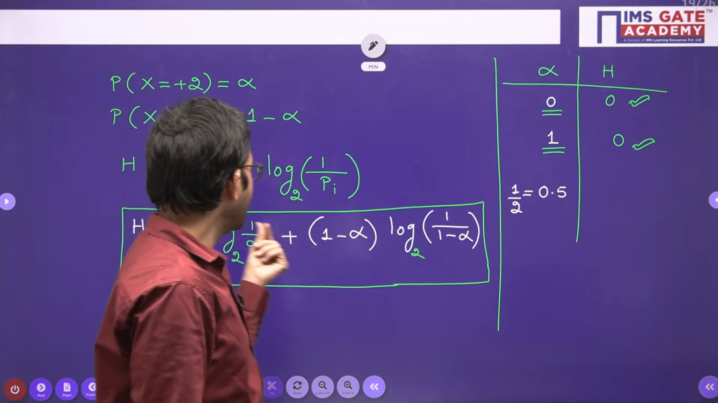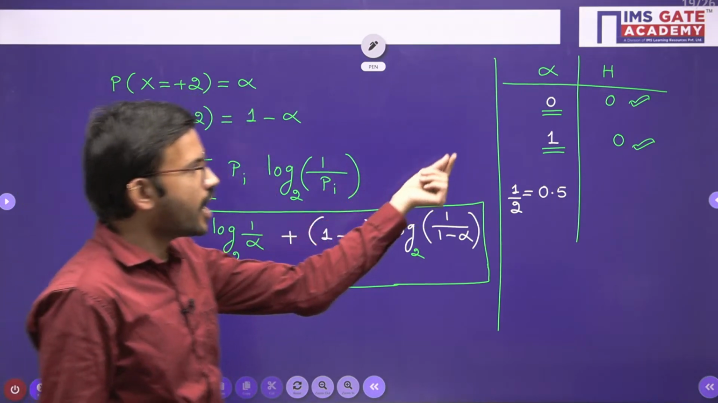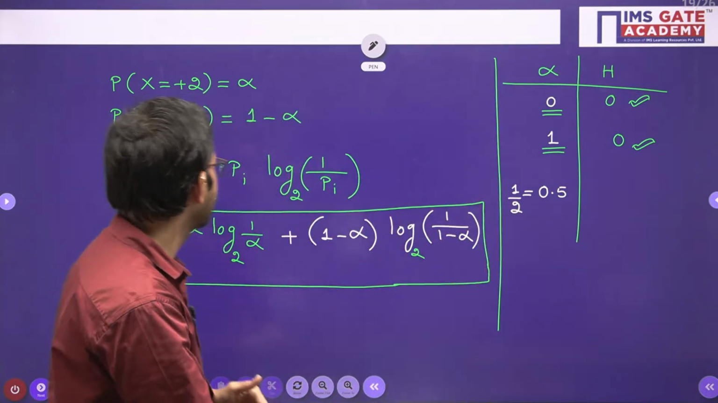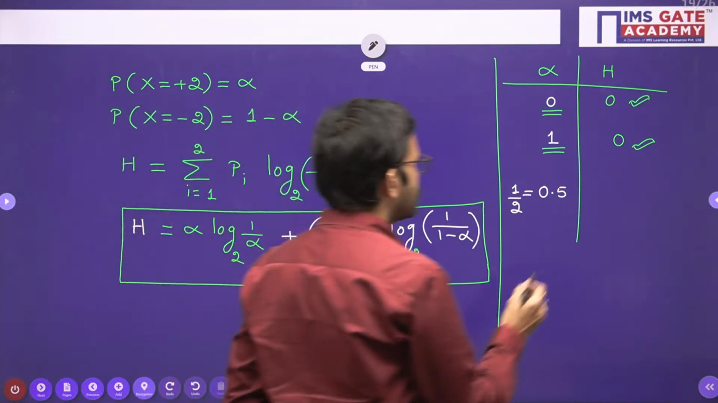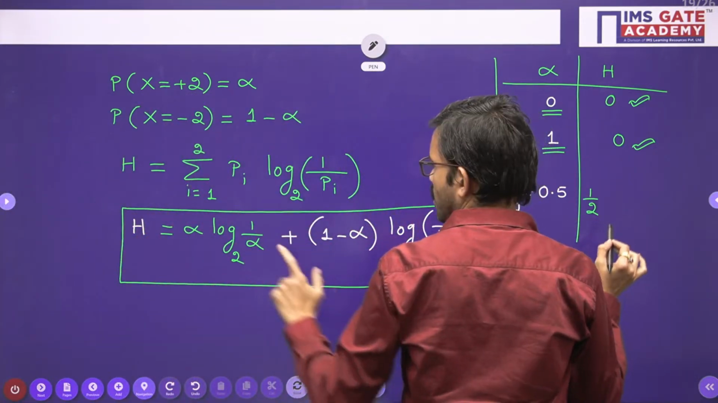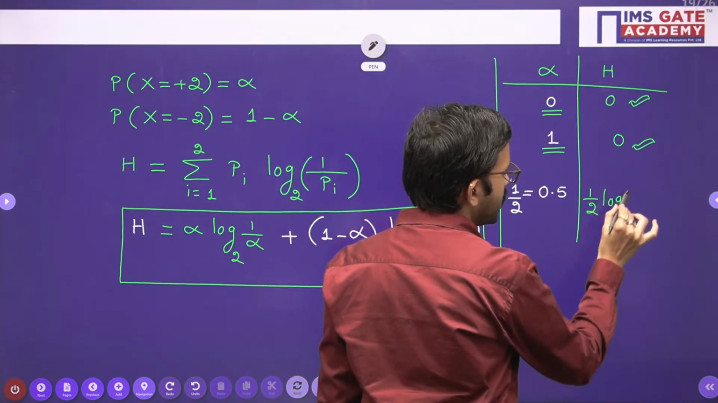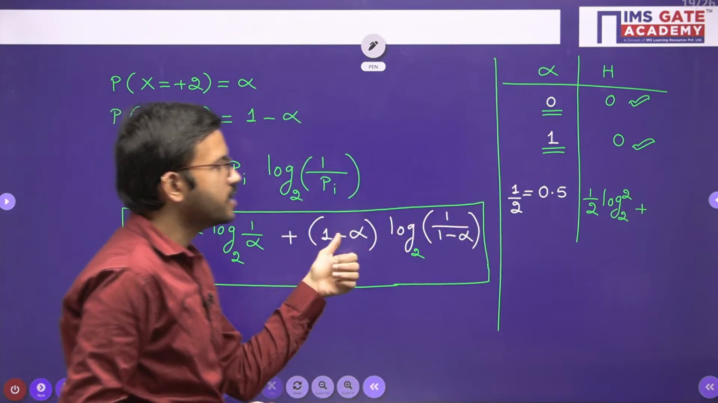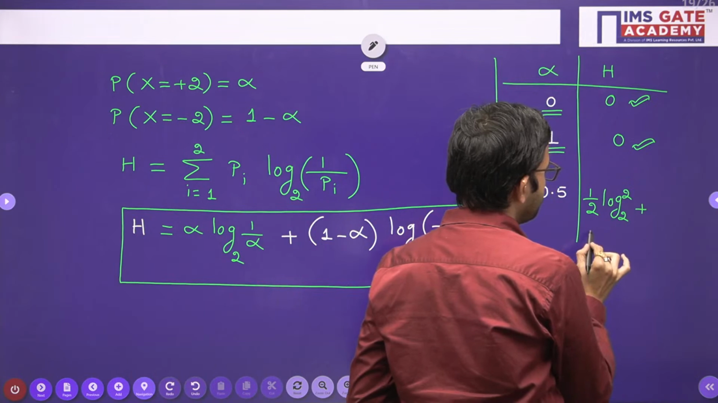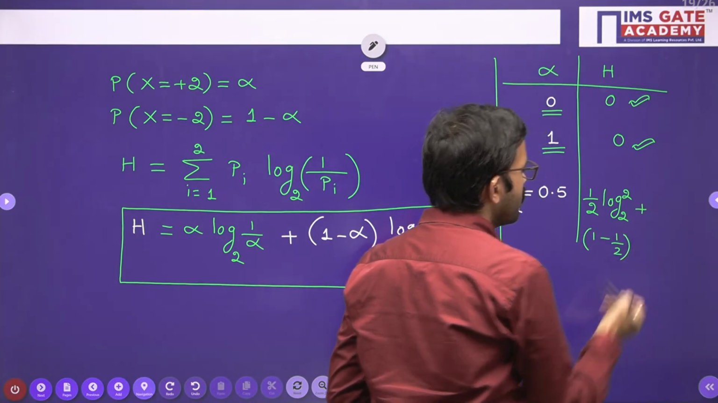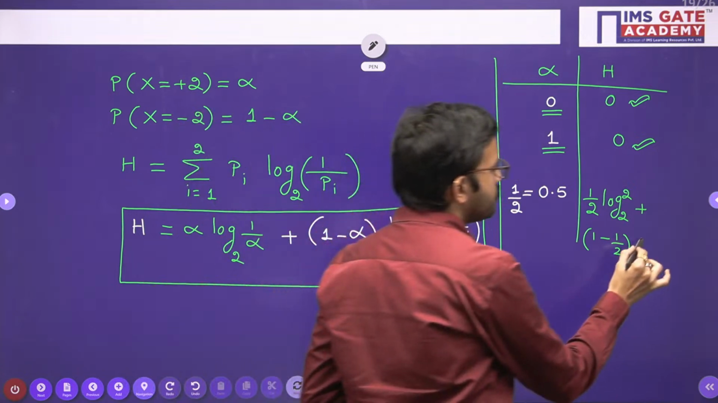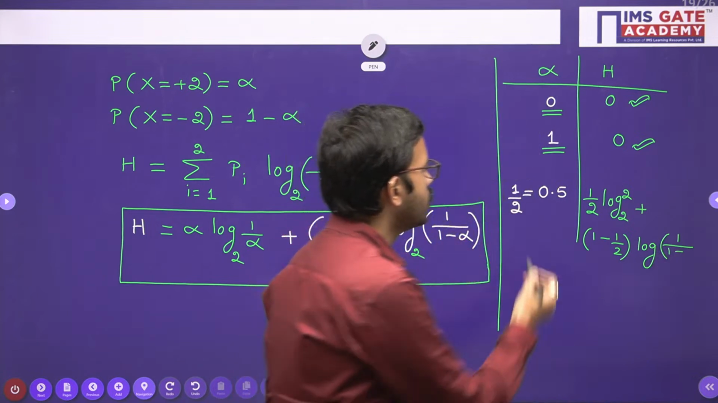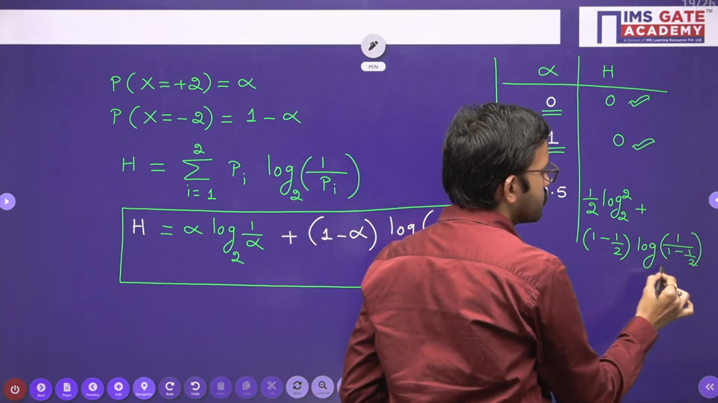Right. So when you have considered alpha value 0, that time you are getting 0. Alpha value 1, that time also 0. Okay, in between 0 and 1, I have considered 0.5. So here you can substitute 1 by 2 log 1 by 1 by 2. That one directly I am writing it as log 2 base 2, plus here 1 minus 1 by 2. Okay, I will write one step here. 1 minus 1 by 2, then log of 1 by 1 minus alpha value I have chosen, 1 by 2 base 2.